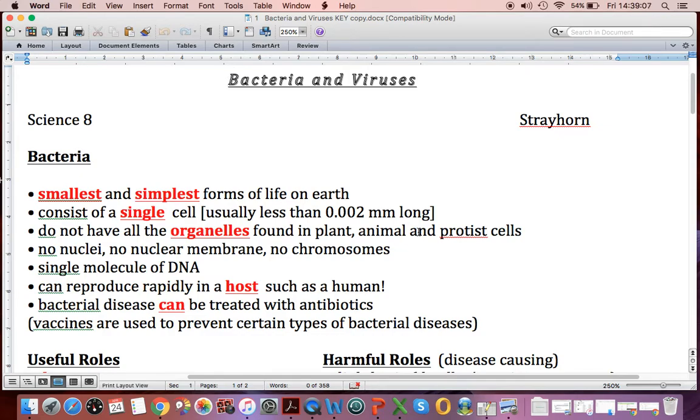Alright, so we're looking at bacteria first, and you can see the things in red are the important emphasis. First of all, bacteria are the smallest and simplest forms of life on Earth. They consist of a single cell, and you can see they are typically under 0.002 millimeters or 2 microns long. They are called prokaryotes because they do not have all the organelles that we found in plant and animal cells and other protocells. They don't have nuclei, that's the plural of nucleus. They don't have a nuclear membrane. No chromosomes, so they typically are a single molecule of DNA wrapped in some sort of membrane.